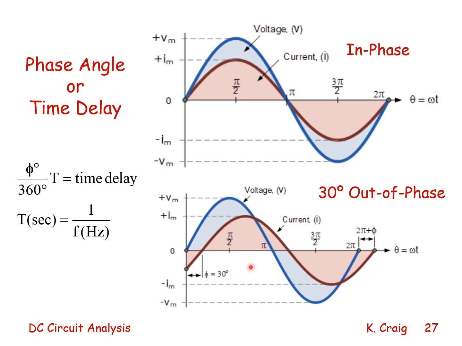This phase angle is equivalent to a time delay. According to the formula, phase angle divided by 360 degrees times the period of the sine wave will give us the time delay, where the period T is in seconds and is 1 over f, which is in hertz. So time delay and phase angle are equivalent.